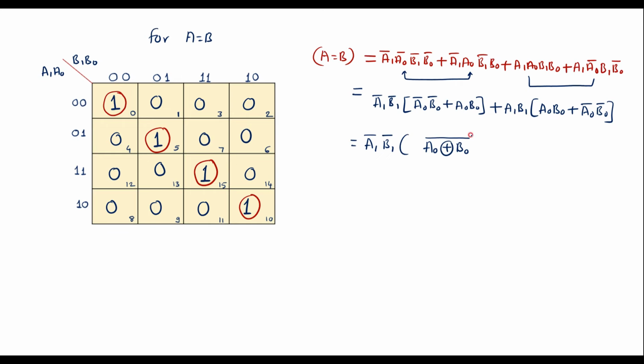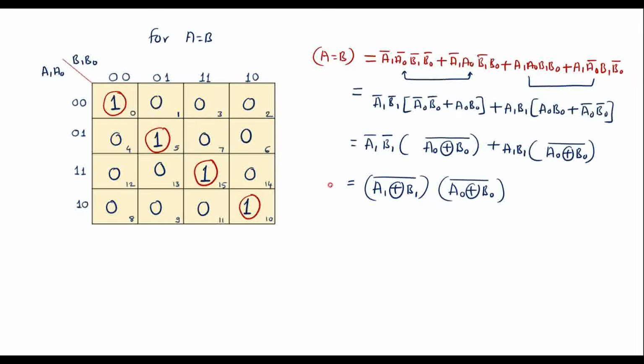Similarly here we have A1 B1, here it is A0 B0 plus A0 bar B0 bar, this is also nothing but A0 XNOR B0. Here we have A1 bar B1 bar, here we have A1 B1, that is nothing but XNOR between A1 and B1. So this can be represented as A1 XNOR B1. The remaining one is A0 XNOR B0. So this is the Boolean expression for A equal to B.